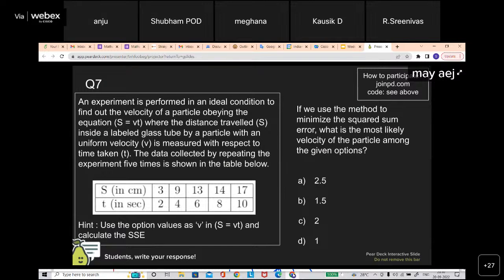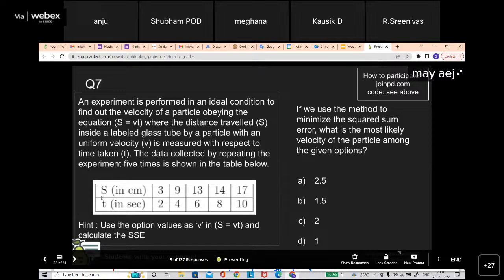This question, I just told you the scenario. Here we have data, and see, an experiment is performed in an ideal condition to find out the velocity of a particle obeying the equation. The equation of the path followed by this particle is given as s equal to vt. Where s is the distance, t is the time, and v is the velocity of the particle. Okay.